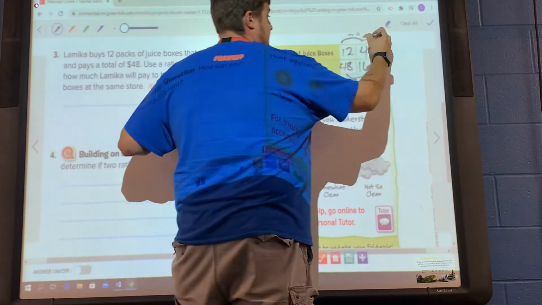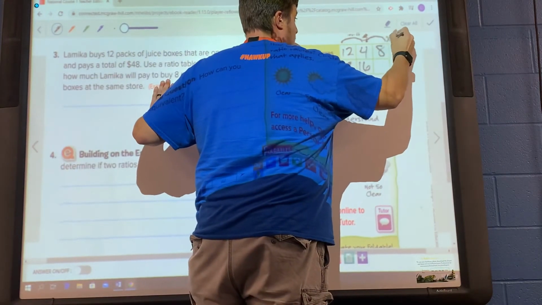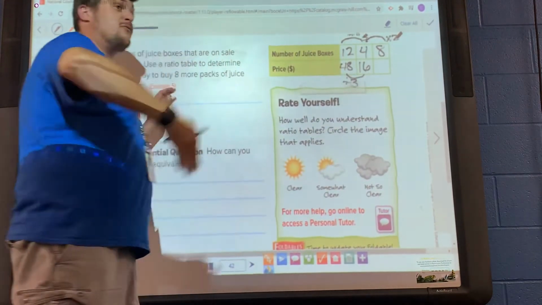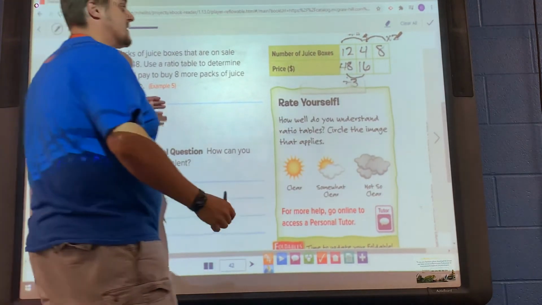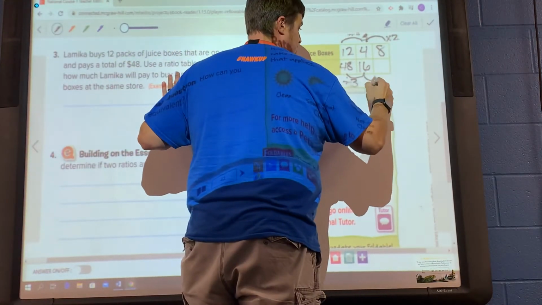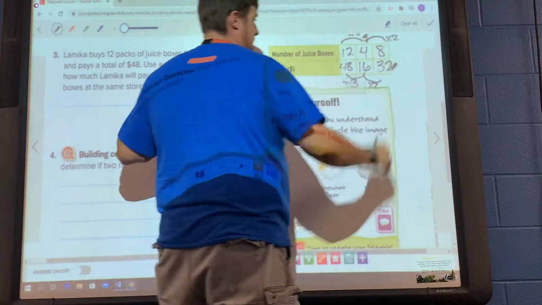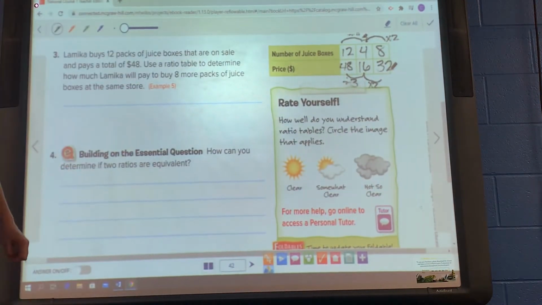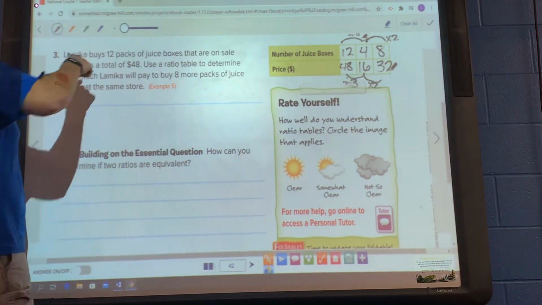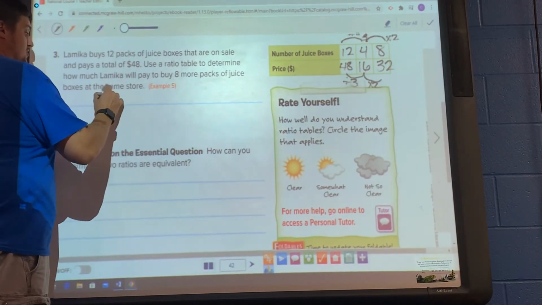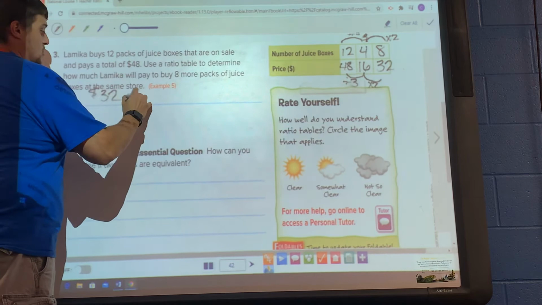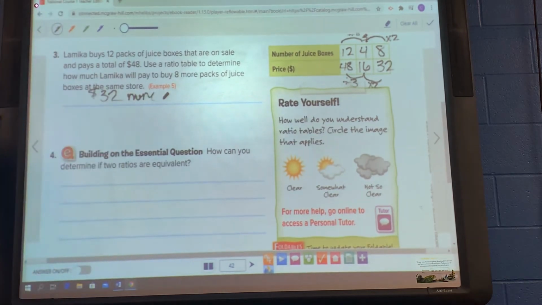Now, we have to scale forward. We got to multiply by 2. We got to go from 4 to 8. So 16 times 2, because whatever we do at the top, we got to do the bottom, would be 32. So 8 more packs of juice boxes is going to cost her $32 more.